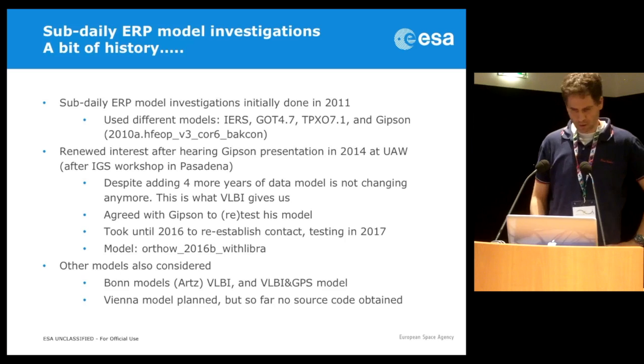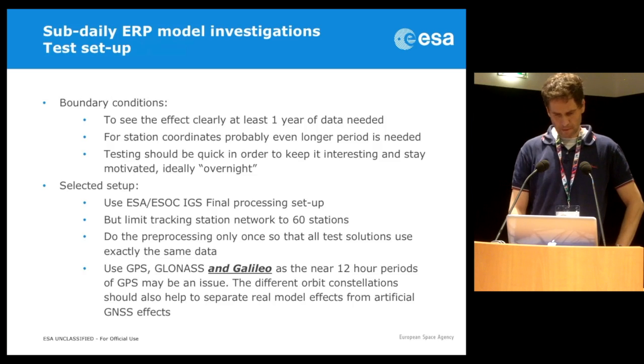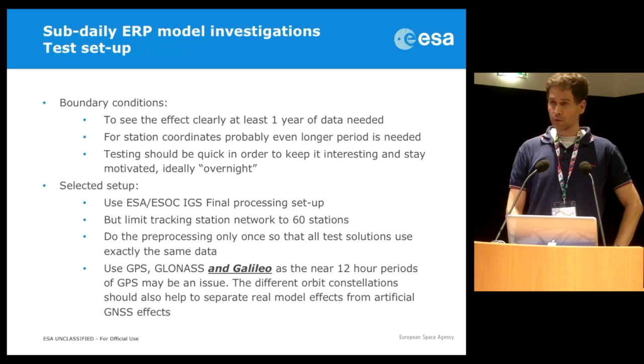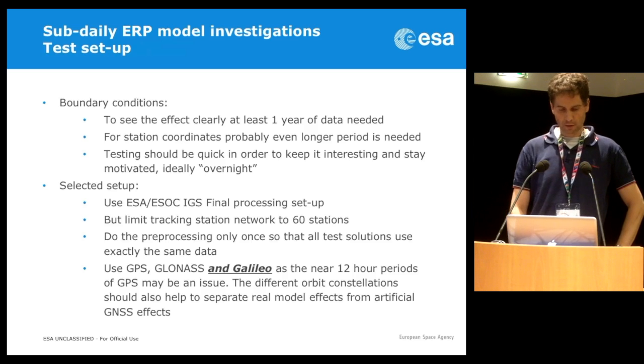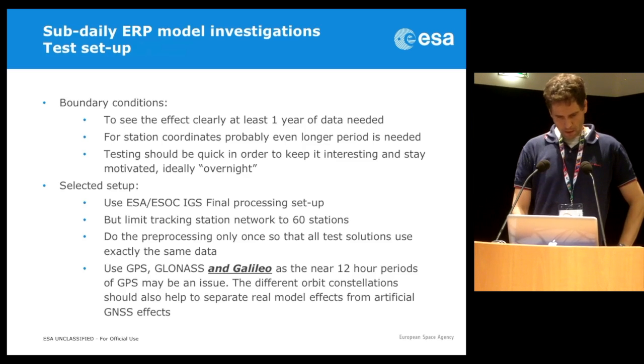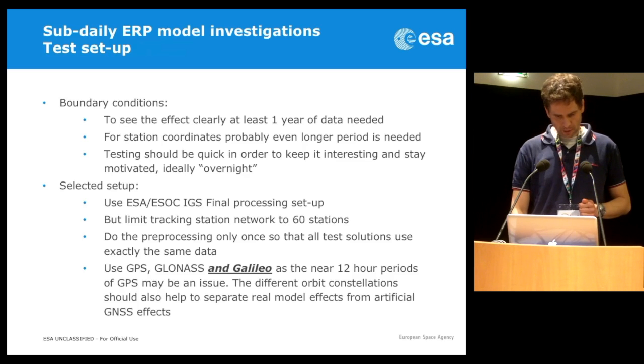So for his testing, he processed 1 year of data, which is the minimum if one wants to see something in the spectra. For station coordinates, probably even a longer period is needed. He essentially used our operational IGS processing setup, however with a limited number of sites, so just 16 sites rather than 150 sites. The pre-processing was only done once to make sure that all test solutions are based on the same set of data. And that's the most important part now.